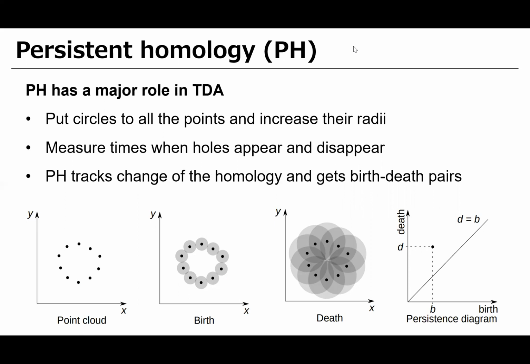The radii of the circles increase again. And finally, we cannot see the hole, as shown in the middle right figure. This moment is referred to as death because the hole disappeared. After all the circles are connected, we can obtain many birth-death pairs from the point cloud. These birth-death pairs can be plotted on a 2D diagram as shown in the right figure.